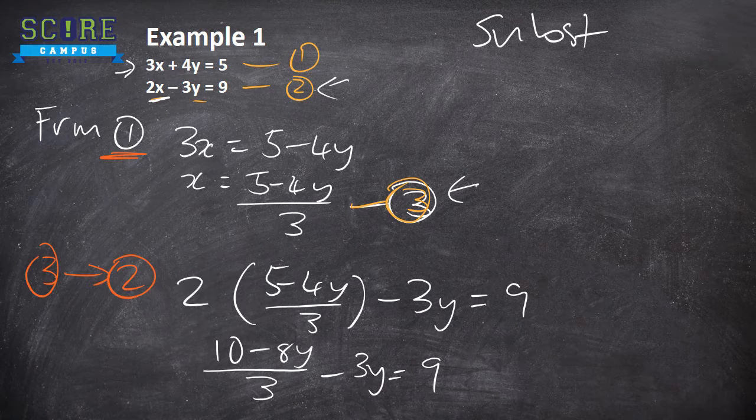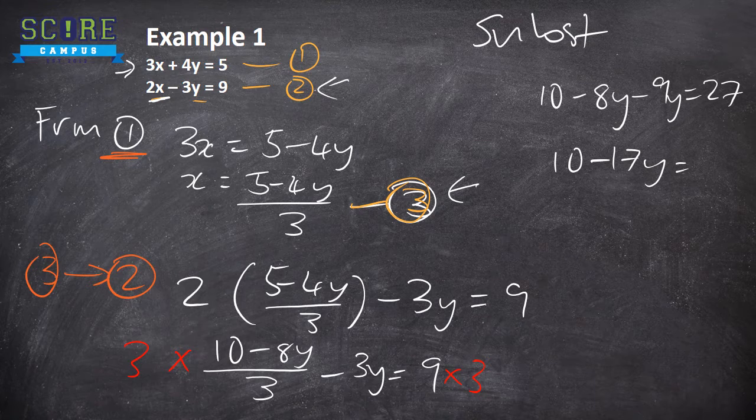I don't like a fraction, so I times throughout by 3. So if I times throughout by 3, I get 10 minus 8y minus 9y equals to 27. Make sense? Because you do here, you times 3 here, you times 3 here. Remember, whatever you do on the left side, you must do on the right side. So you get 10 minus 17y equals to 27, right?